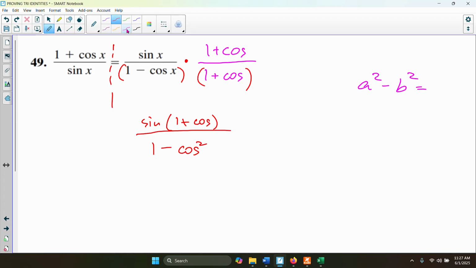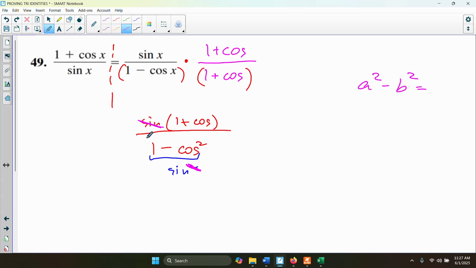I'm going to leave it like this. Do not distribute, because you're only going to complicate things. The goal here is to manipulate and cancel, reduce. Well, what is this right here? Isn't that just sine squared? It is. And look, I have a sine squared here, but I have a sine in the numerator. In the next step I'm going to rewrite that, but basically I'm canceling this versus this.